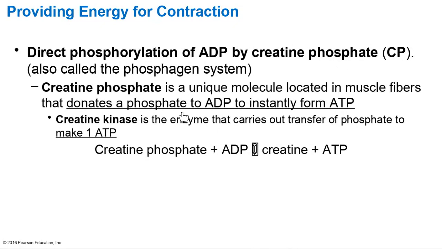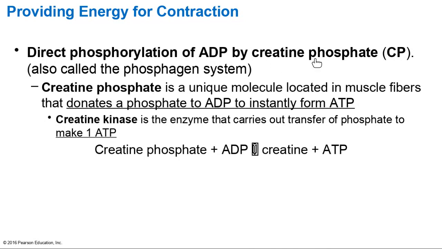Now, a few things that you want to understand about each one of these three ways that we reform ATP. What you want to know is how many ATP are made by each process. Definitely that will be part of your question, right? You'll need to know how many ATP results from each one of these three processes.